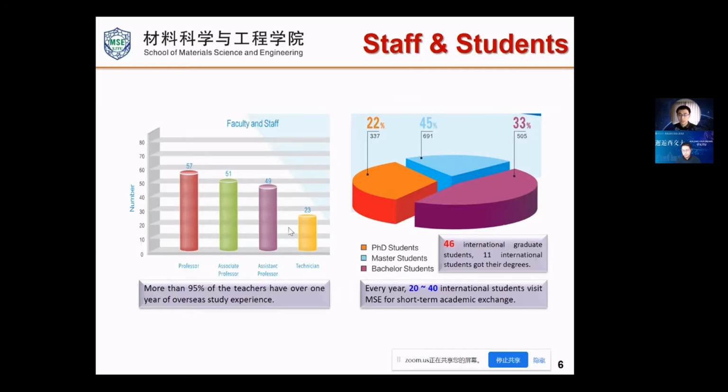Also, we have 46 international graduate students, and 11 international students have got their degrees. Every year, we have 20 to 40 international students visit MSE for short-term academic exchange. For example, in the last 5 years, 6 international students have visited our group. They were from France and Australia.